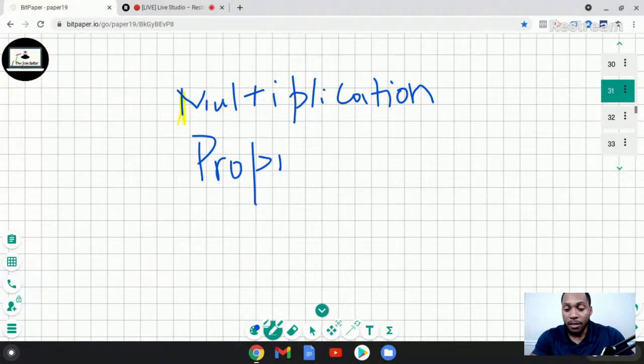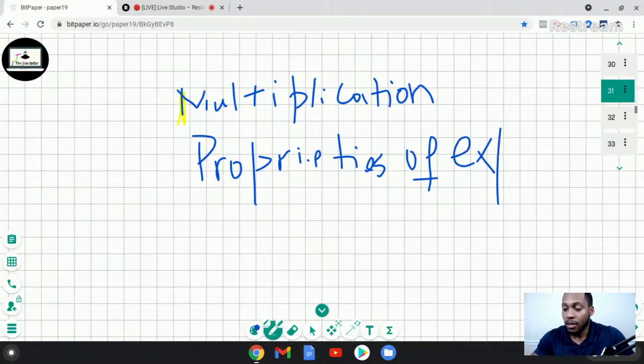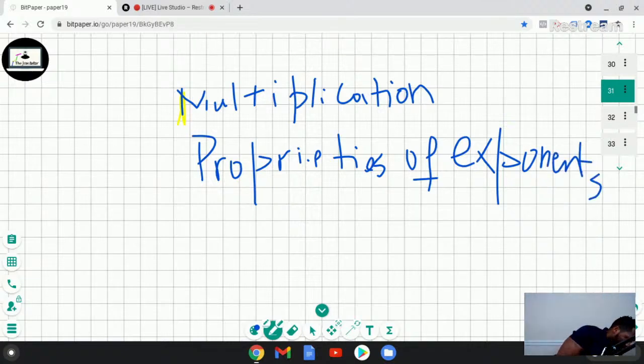So, multiplication properties of exponents. This marker is not doing its job, and I should be writing a lot better than that because this is sloppy. All right, so let's start with this. And sometimes, guys, once you know the rule, it's easy to solve for them. It's easy to solve any problem, regardless of how hard the problem looks.